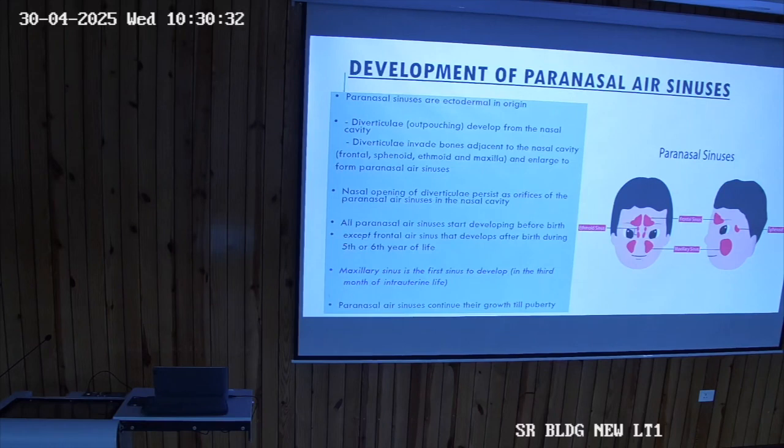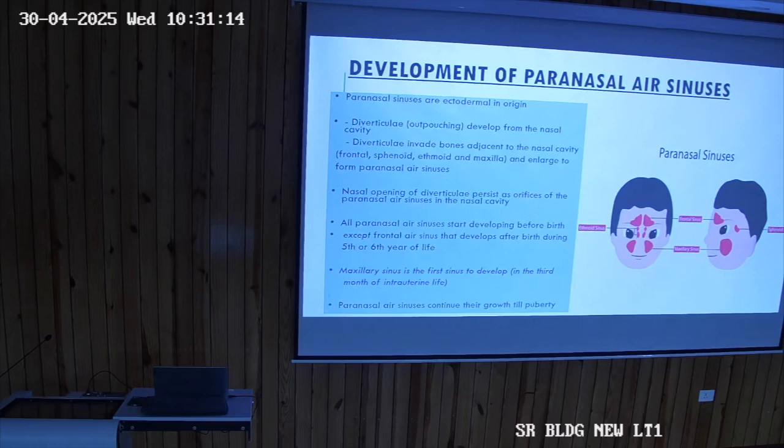Basically these are the bones which are present in the nearby nasal cavity. So these are frontal bone, ethmoid, sphenoid and maxillary. So there is outpouching of the nasal cavity into these parts. They are going to get enlarged and they form air cavities in these bones. Okay. These all paranasal sinuses, they start developing within the intrauterine life, except frontonasal air sinus or the frontal air sinus, which develops after birth.